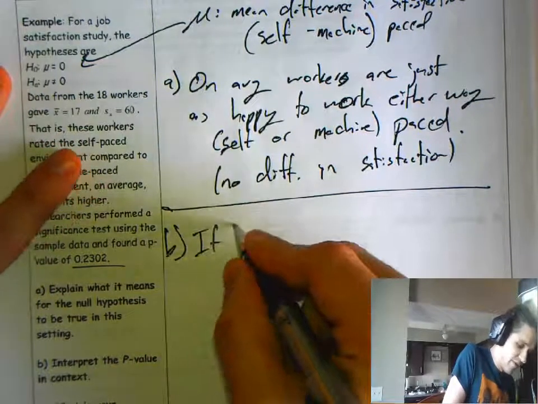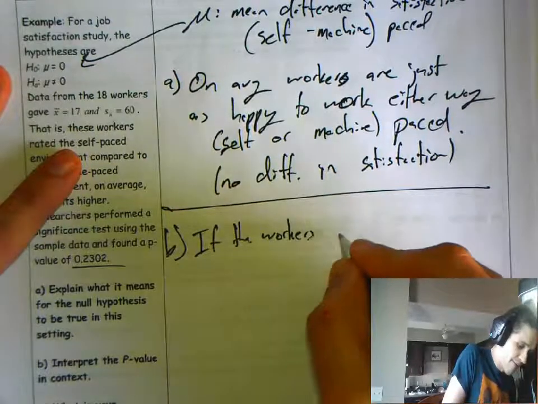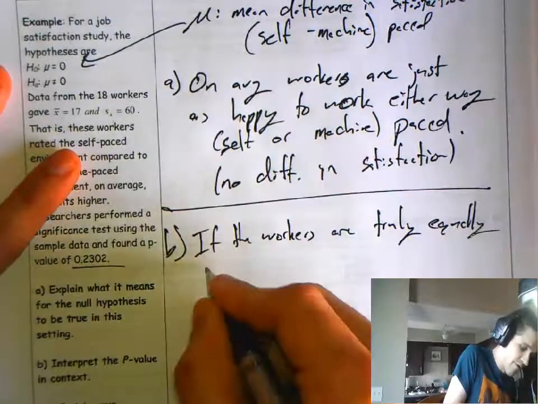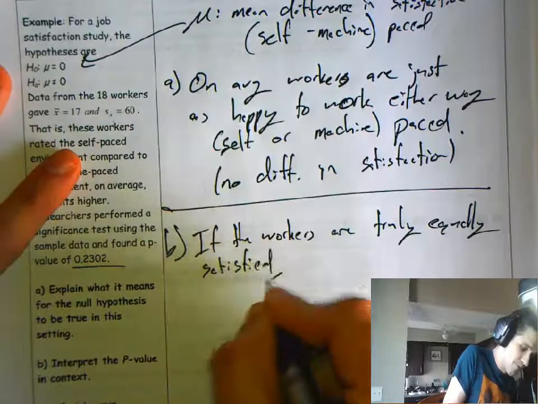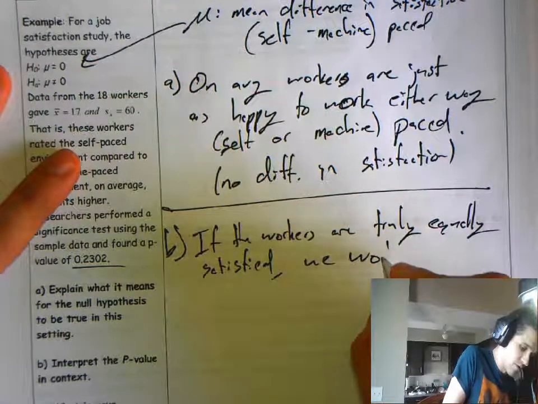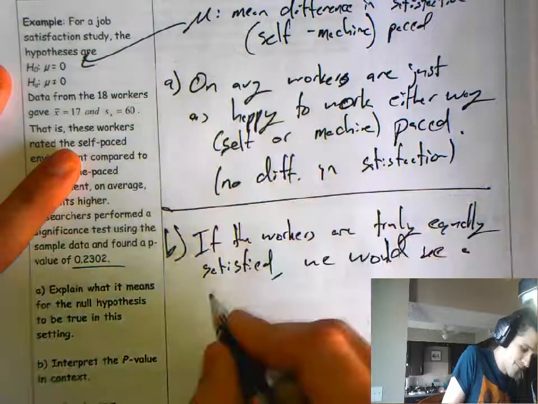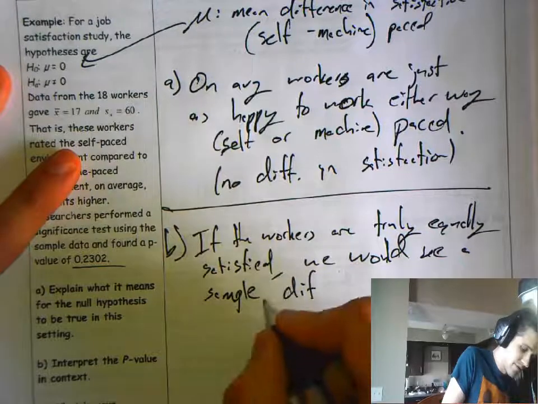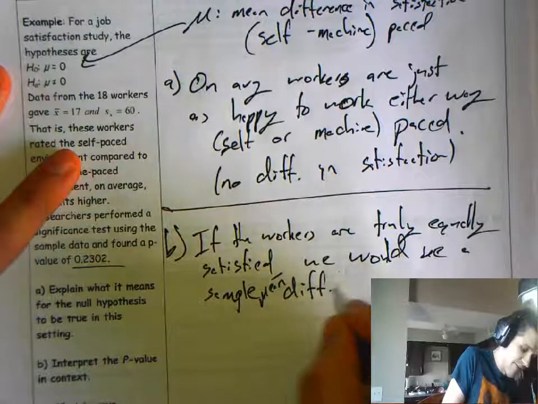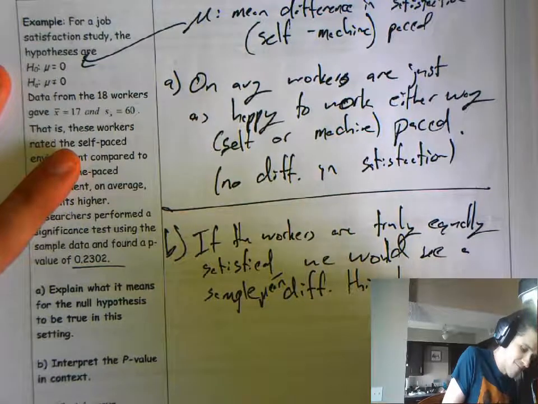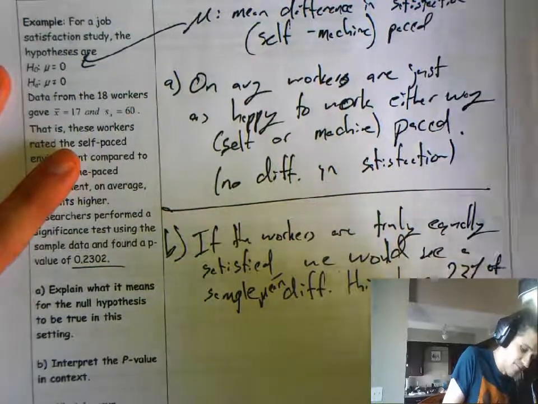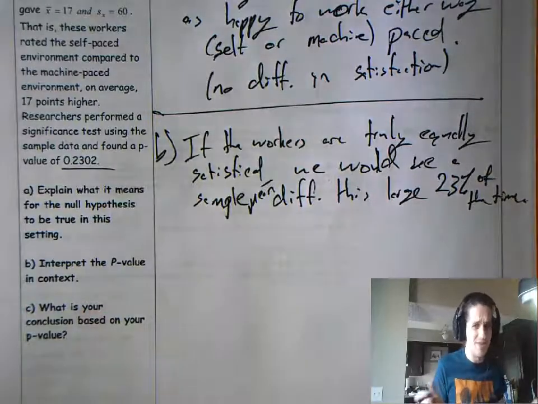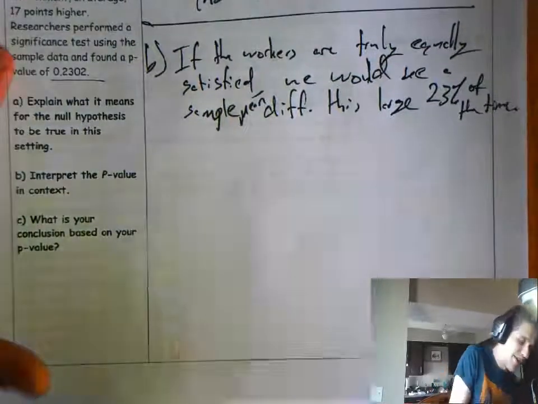If the workers are truly equally satisfied, we would see a sample mean difference this large 23% of the time. Is 23% of the time rare? Does anybody think that's a rare thing? 1 out of 4? Probably not.